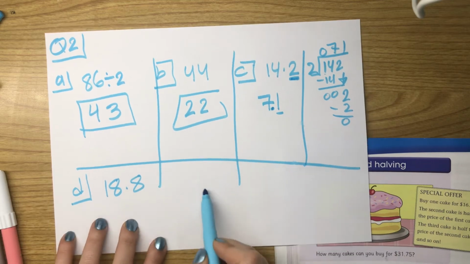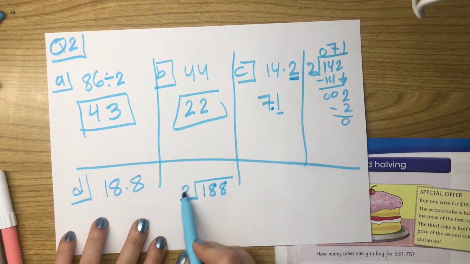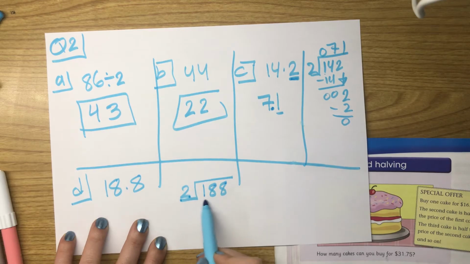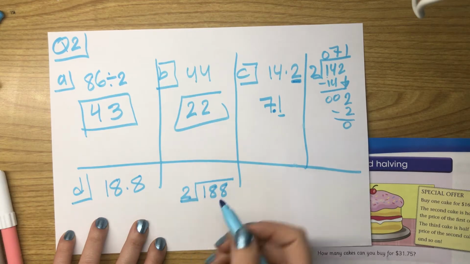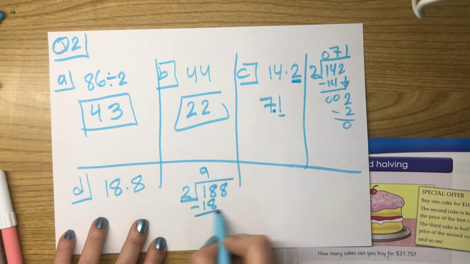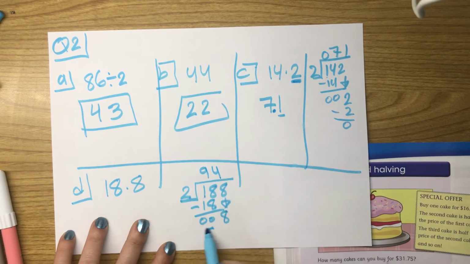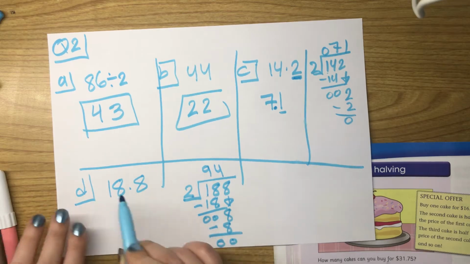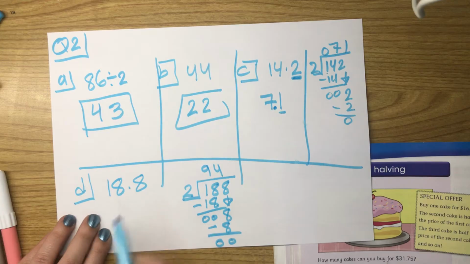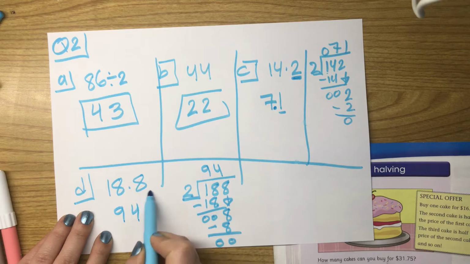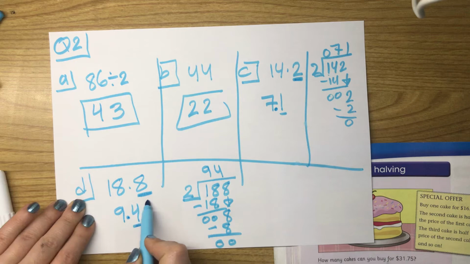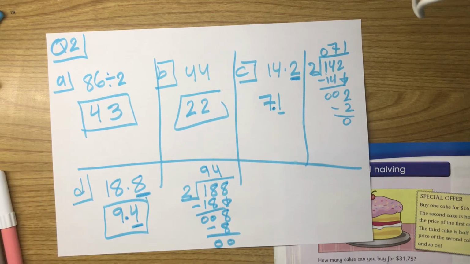Same idea here. Divide this number by 2. I'm going to skip the 1 and take 18 because I know 1 divided by 2 equals 0. 18 divided by 2 equals 9. Then 8 divided by 2 equals 4. So half of 18.8 is not going to be 94. There's one decimal place and a point, so one decimal place and a point in the answer. So this is the answer for question number D.